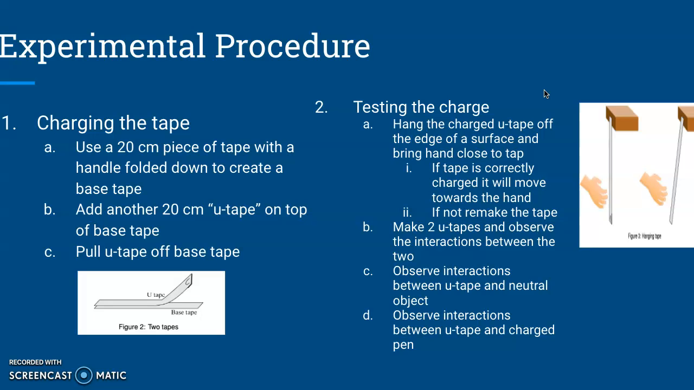Note that if the tape did not move towards the hand, it was important to remake the tape and start over. To finish testing the charge, we then made two other U-tapes and observed the interactions between the two. Then we observed the interaction between the U-tape and a neutral object. Finally, to test the charge, we observed the interaction between the U-tape and a charged pen. This pen was charged by rubbing the pen in the hair.